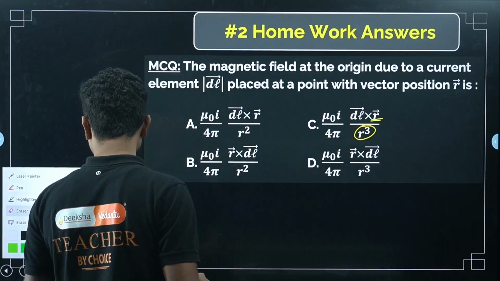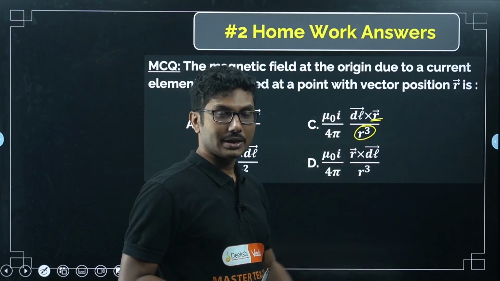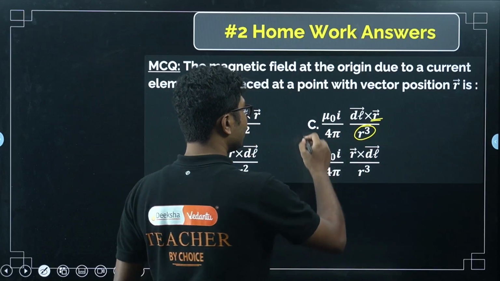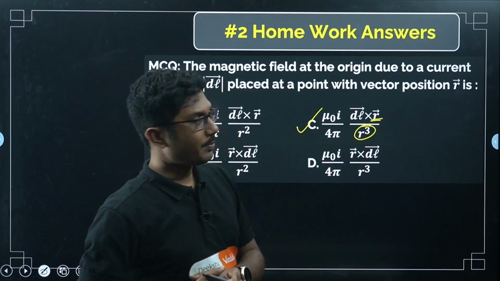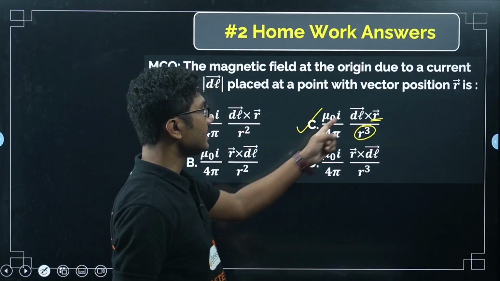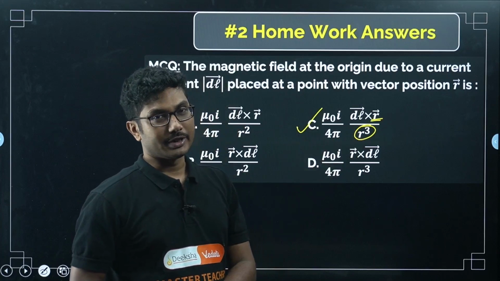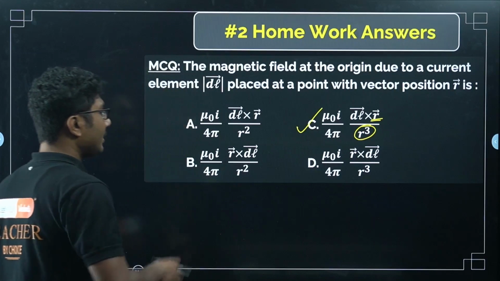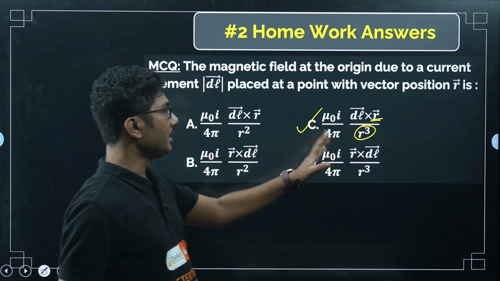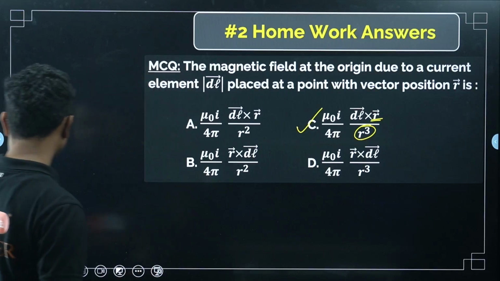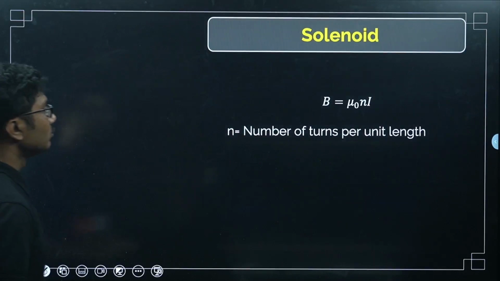Now also we need to remember that it is dl cross r, not r cross dl. So dl cross r, mu naught by 4 pi obviously, and since you are writing r vector in the numerator, it should be r cube in the denominator, right? So no way it should be square, and no way it should be r cross dl. Okay, now let's move on.